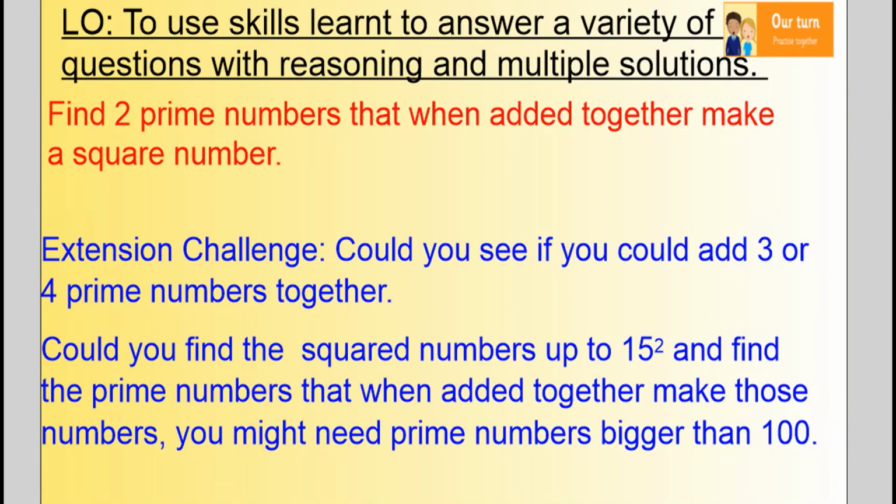And for the question, find 2 prime numbers that when added together make a square number, the extension challenge is, could you see if you could add 3 or 4 prime numbers together to make a square number? Could you find the squared numbers up to 15 squared and find the prime numbers that when added together make those numbers? You might need prime numbers bigger than 100, like I mentioned earlier. Pause the video here if you're going to do this extension challenge. Now I'm going to be showing the answers to the questions, not including all of the extension questions, so don't move any further if you haven't answered all of your questions.